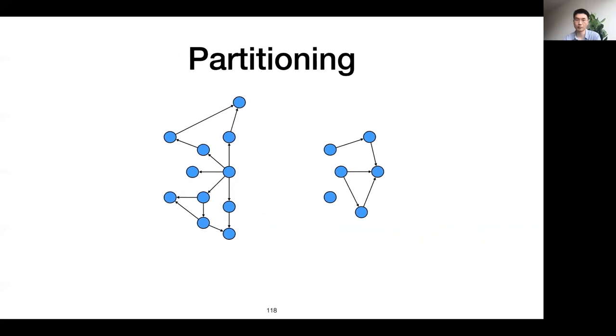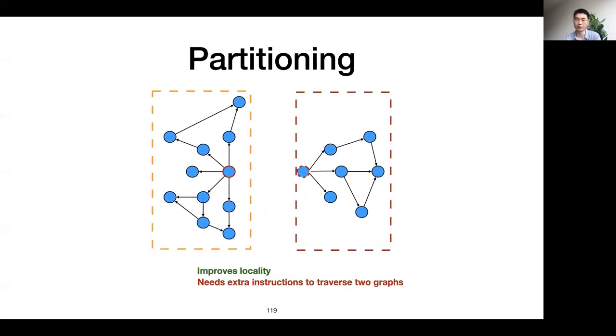And finally, you can do the partitioning technique that we described in the first part of the talk that can significantly improve locality, but you do need extra instructions to traverse the two graphs with duplicated nodes. And that was part of the reason why we were 50% slower on breadth first search.